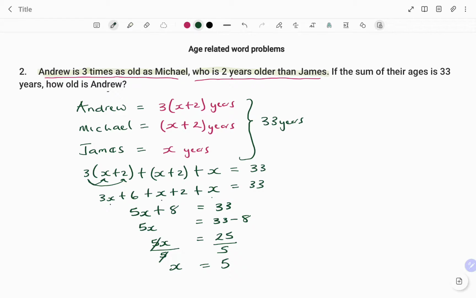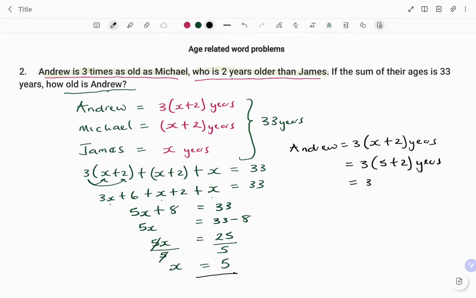Remember, we are looking for Andrew's age. I have Andrew is equal to 3 times x plus 2 years, and our x is 5 as shown, so we have 5 plus 2 years. That will be 3 times 5 plus 2, 7. So therefore Andrew is 21 years.